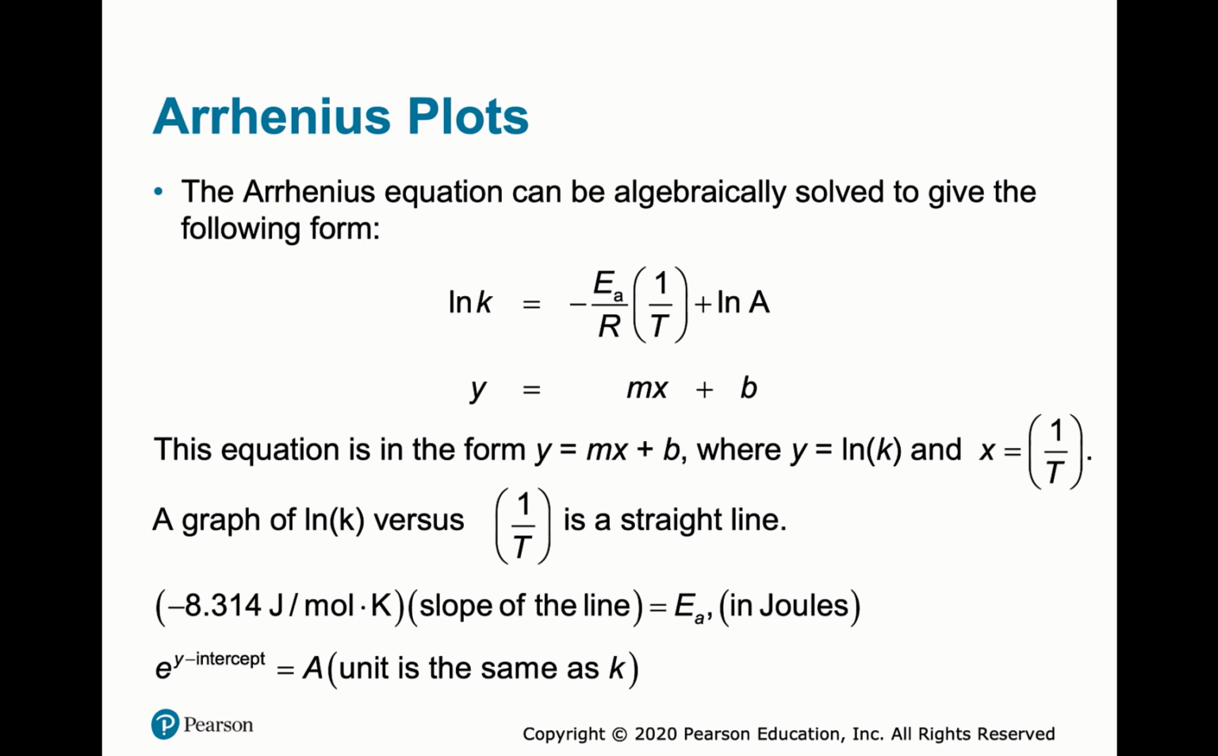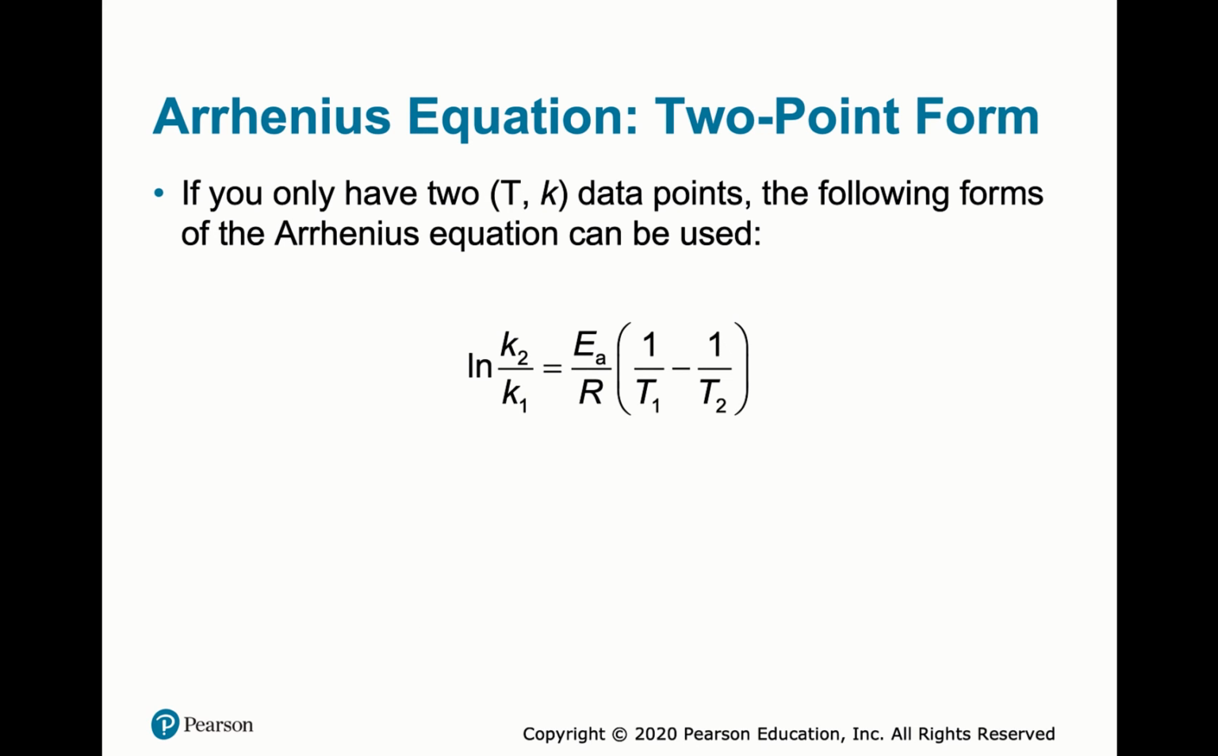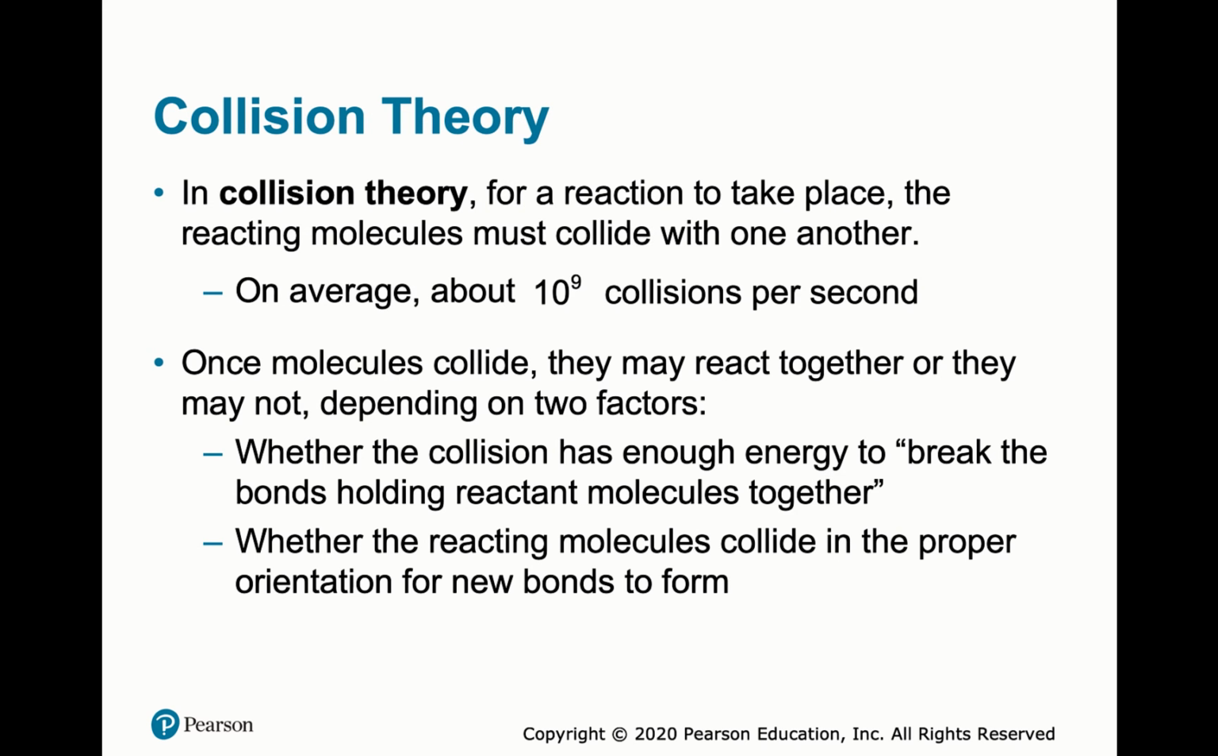Oop, went too fast. The Arrhenius plot. So just like the other exponential equations, you can take the natural log of them, and you've seen these equations pop up many times. And we have the equation of a line here, where the natural log of the rate constant equals the slope, minus activation energy over R, times the inverse temperature, plus the natural log of A, the frequency factor. And you can take the two-point form and get rid of the natural log of A and have this form for the Arrhenius equation.